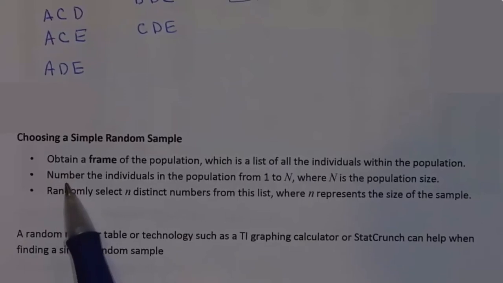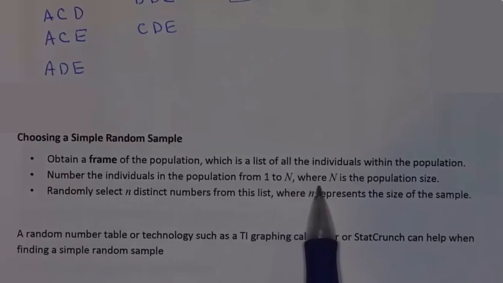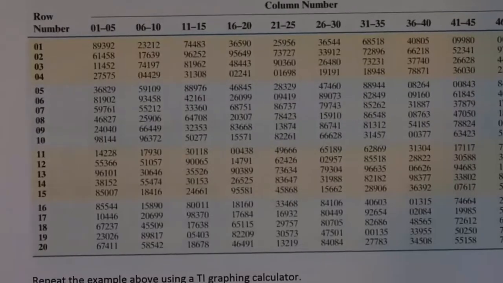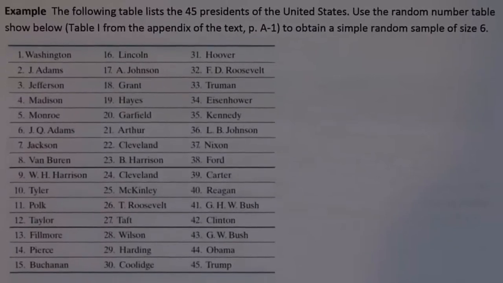The next thing we can do is we number the individuals in the population from 1 to n, where n is the population size. Randomly select n distinct numbers from this list where n represents the size of the sample. So a random number table or technology such as a TI graphing calculator or StatCrunch can help when finding a simple random sample.